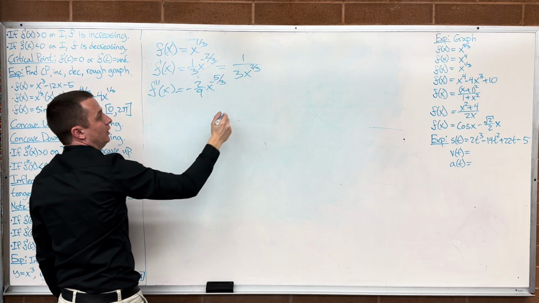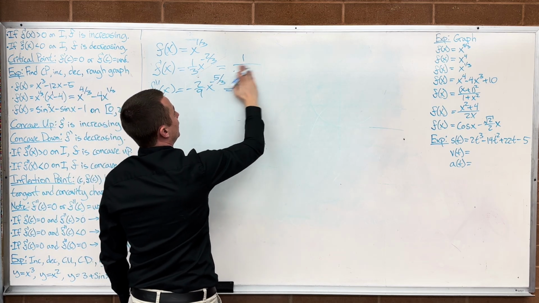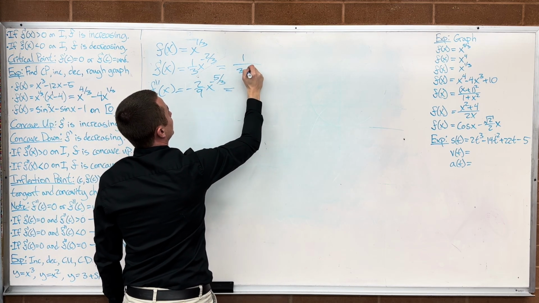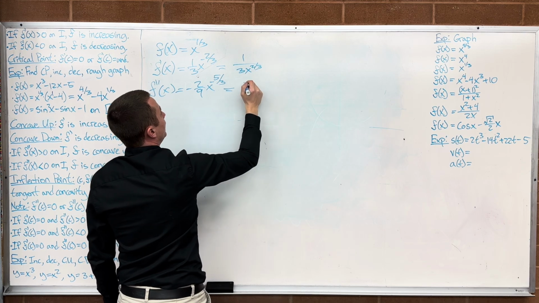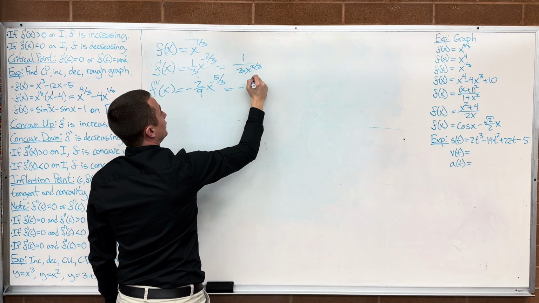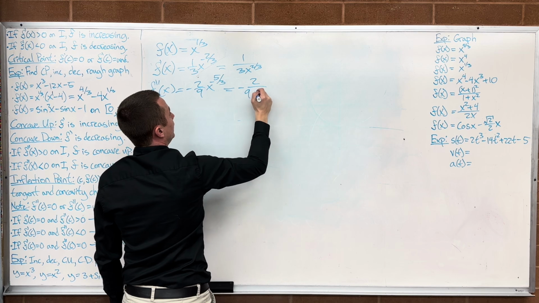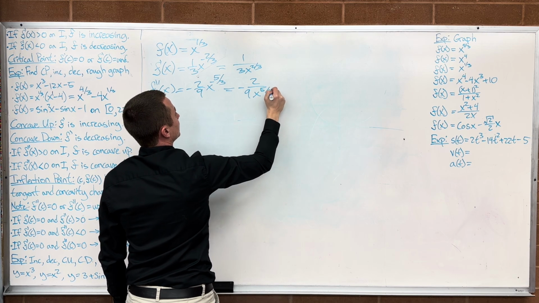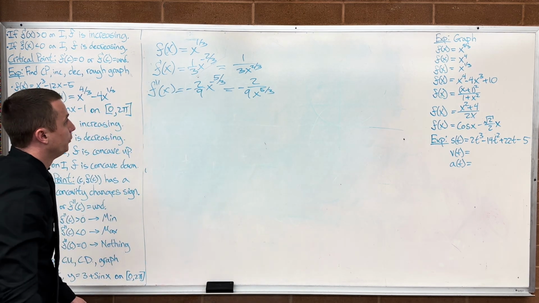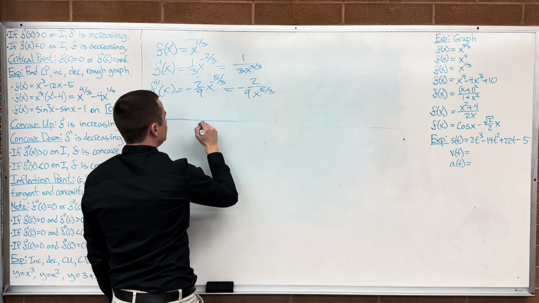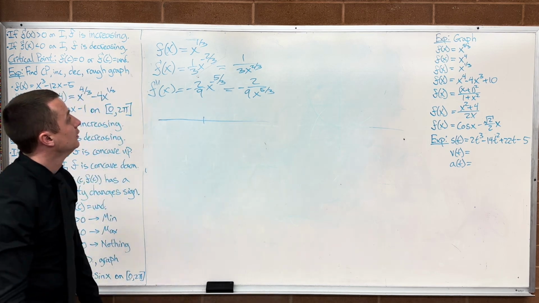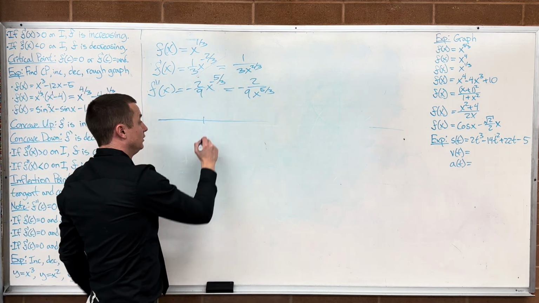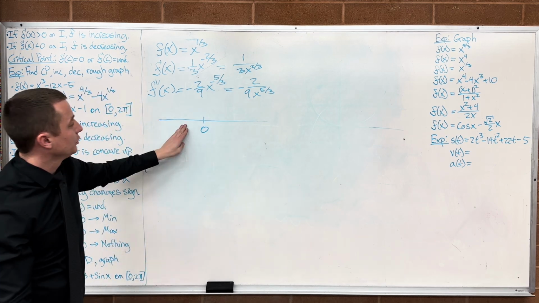This was 3x to the 2/3. This one is going to be negative 2 over 9x to the 5/3. Good? Okay, critical points. 0. Just 0. To the left of 0, do we get positive or negative?